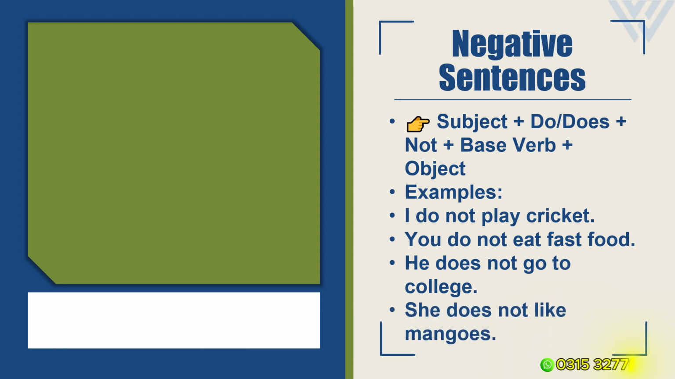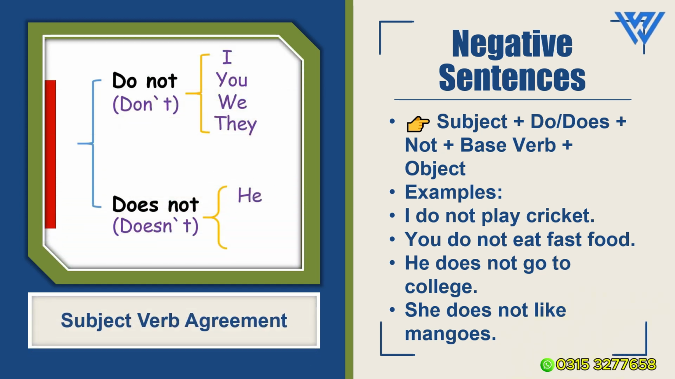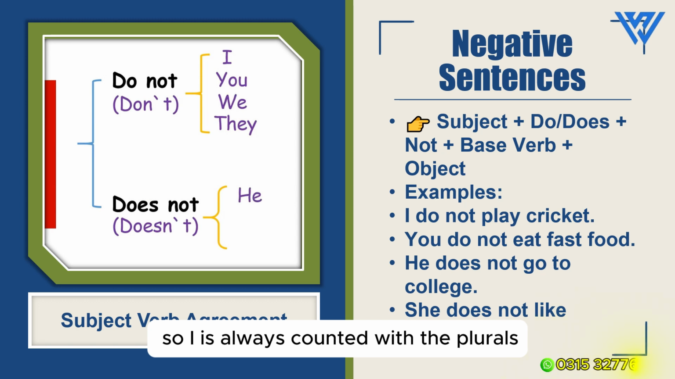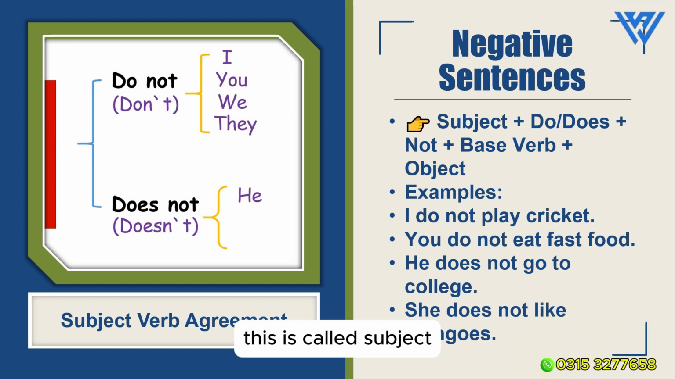तो अब कौन से sentences में हमने do use करना है, कौन से में does use करना है. So do use होगा I, you, we and they के साथ, जो कि plural है. So I is always counted with the plurals. और does use होगा he, she, it के साथ. This is called subject-verb agreement.